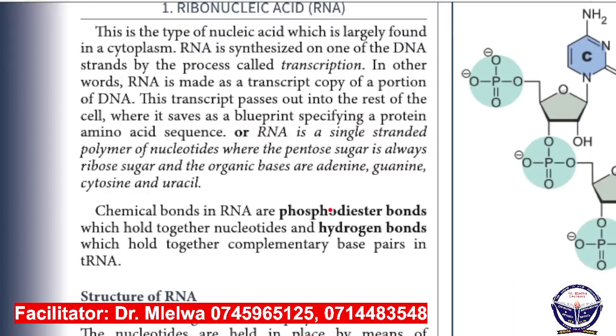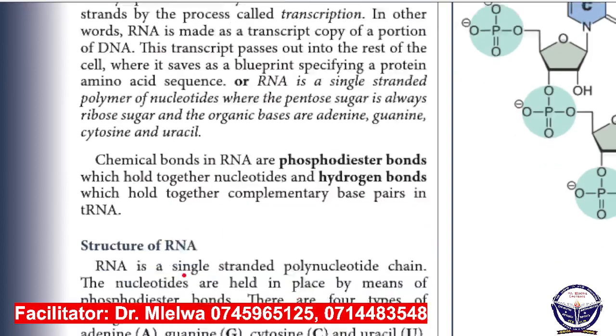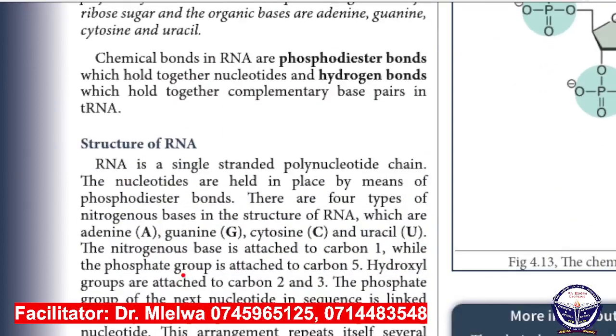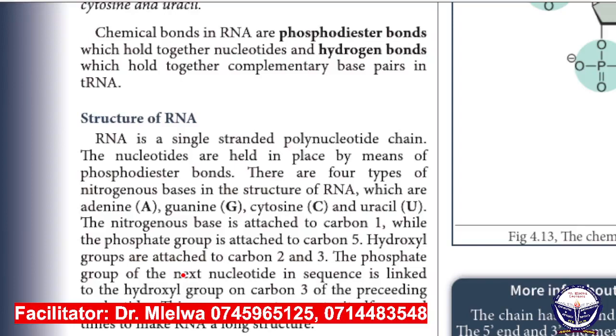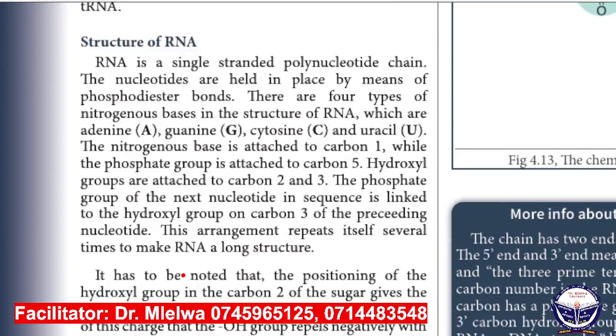Chemical bonds in RNA are phosphodiester bond which hold together nucleotides, and hydrogen bonds which hold together complementary base pairs in transfer RNA. The hydrogen bonds in RNA, zimeonekana kwa ziko katika transfer RNA peke yake. Haziko katika other categories of RNA. So tunapokuwa tunazungumzia phosphodiester iko katika RNA zote, lakini hydrogen bond iko katika transfer RNA peke yake. What is transfer RNA? We shall discuss later. According to the types of RNA, we have three categories of RNA.